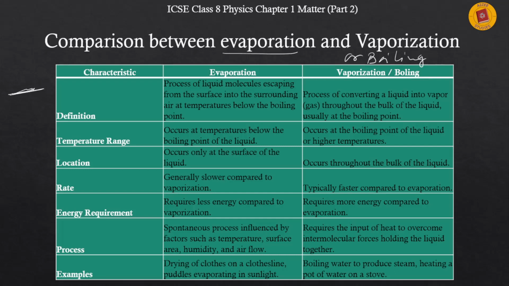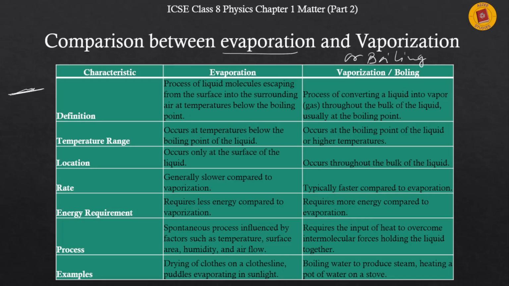it vanishes. But boiling, when we are making tea or cooking food, when we are boiling water, you will see that the water is boiling briskly. So we will study about the difference here. So the definition is the process of liquid molecules escaping from the surface into the surrounding air at temperatures below the boiling point. Right? So evaporation happens all the time at room temperature also.